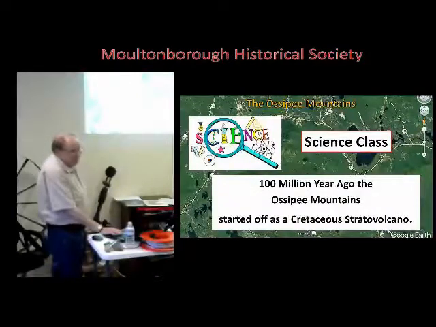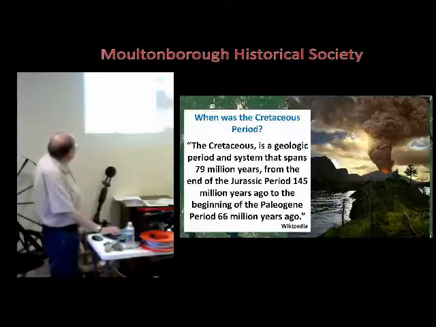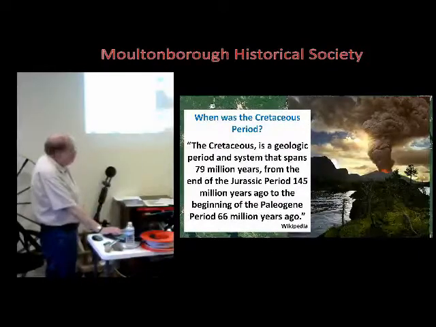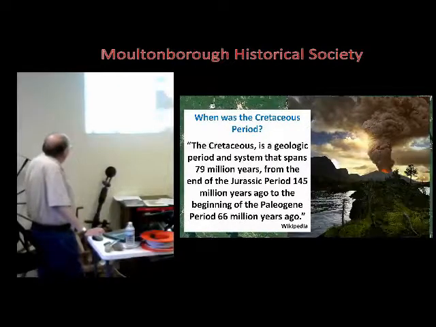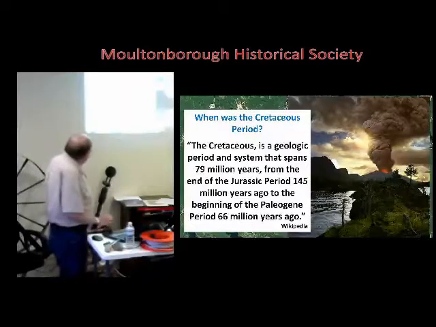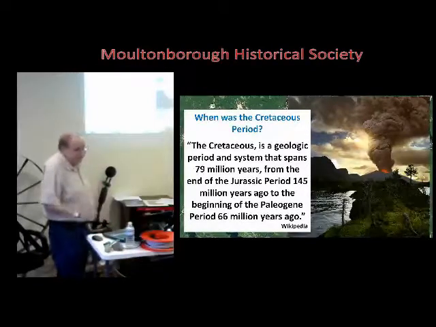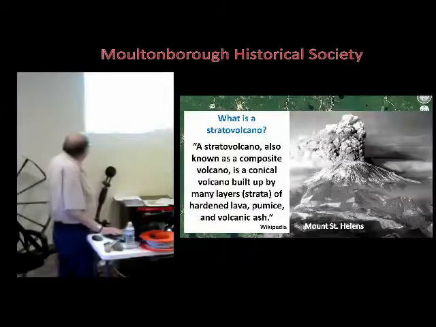Okay, the science class begins. I hope you're all studying for this. 100 million years ago, it started off as a Cretaceous stratovolcano. When was the Cretaceous period? It was a period that lasted 79 million years, from the end of the Jurassic period, 145 million years ago, to the beginning of the Paleogene period, 66 million years ago. So when this thing was blowing up, we had dinosaurs roaming around Moultonborough.